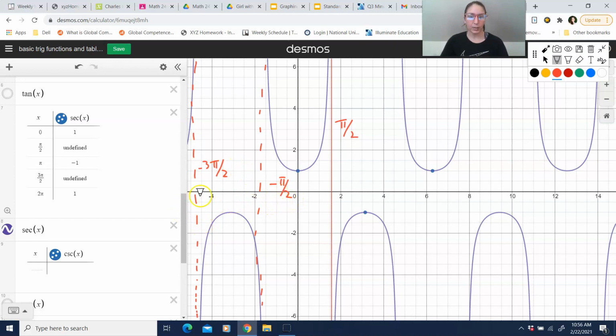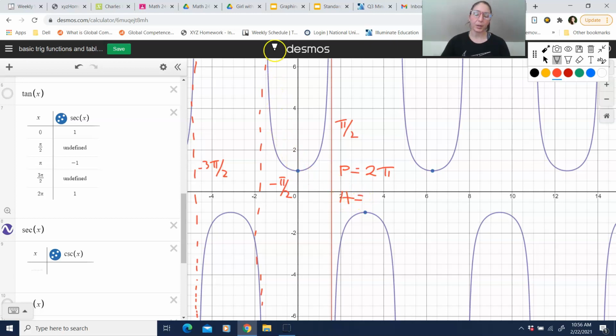So how long is this period then? Well, it takes me from negative 3 pi over 2 all the way to pi over 2 to repeat. That's negative 3 halves to positive a half. How long is that in total? Well, it actually does take me the entire 2 pi to repeat this graph, which kind of makes sense, right? Because cosine's period is 2 pi also. So that's an interesting coincidence.